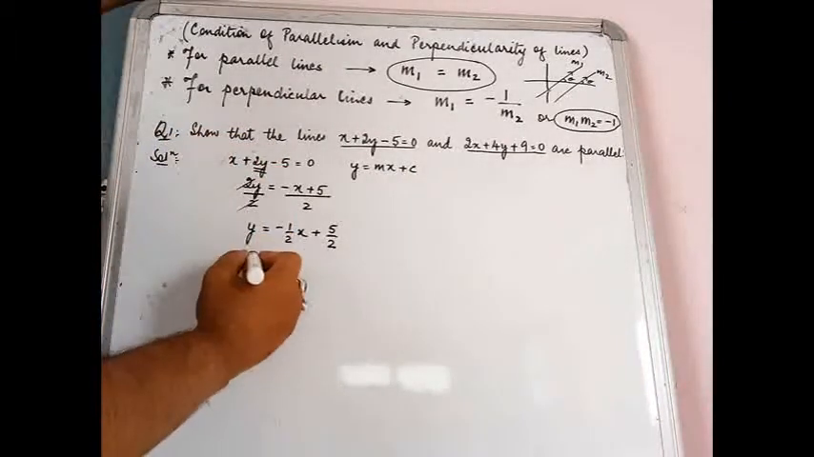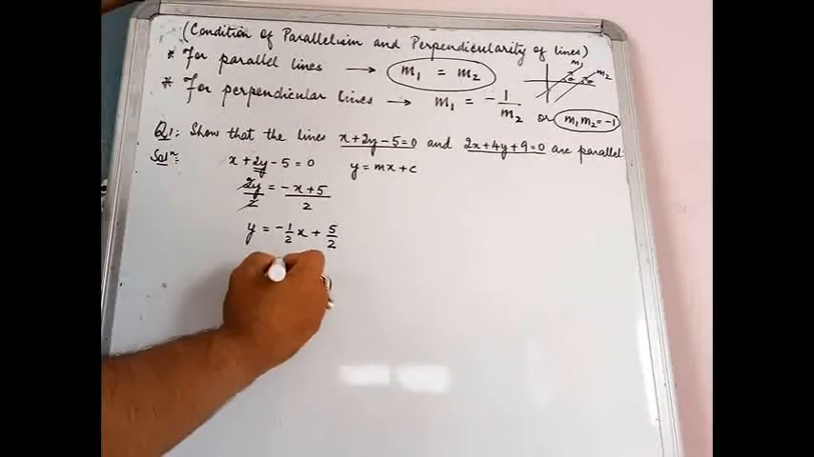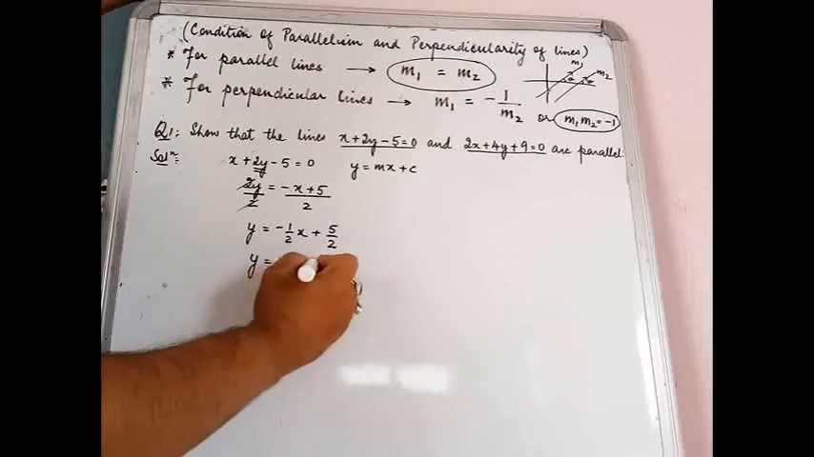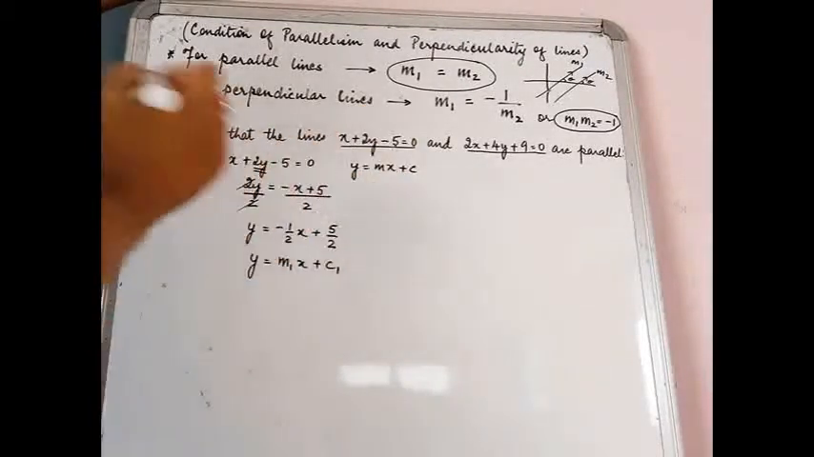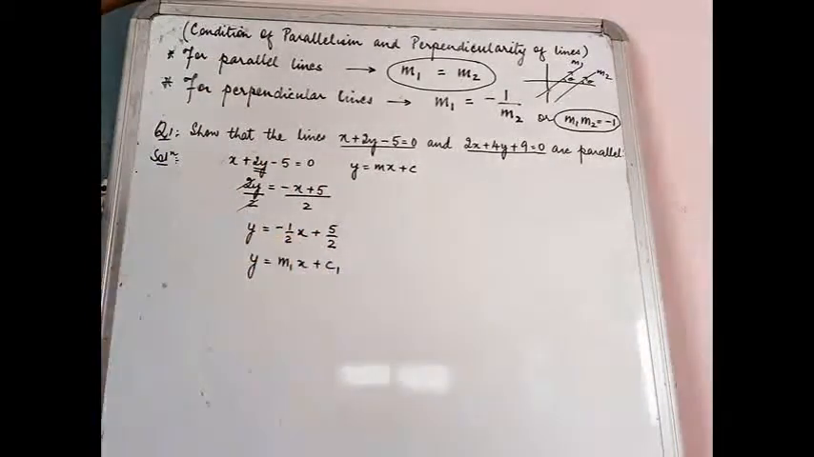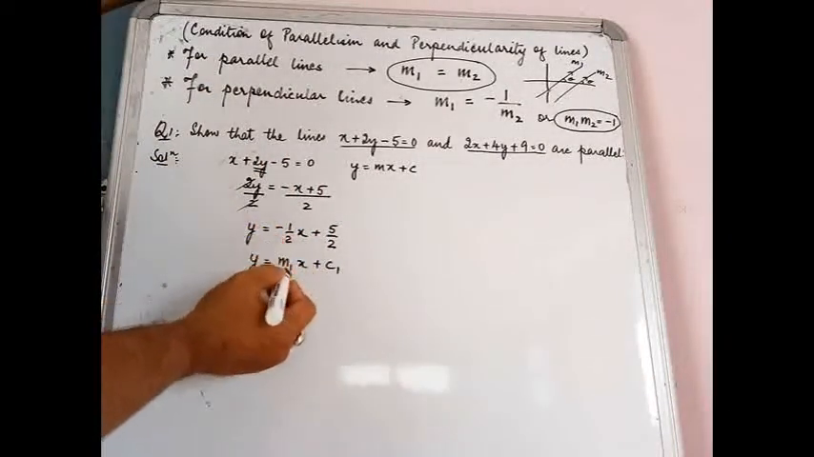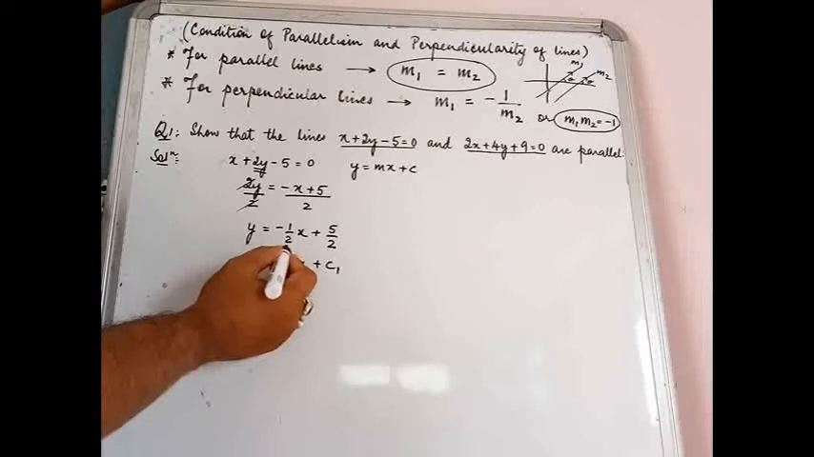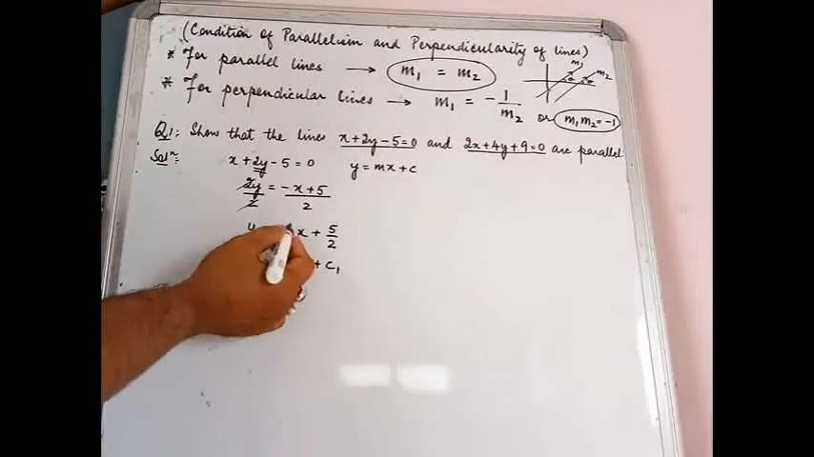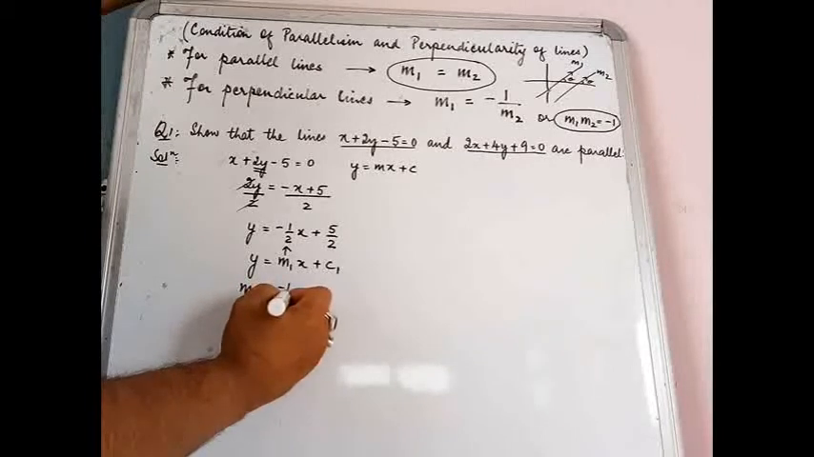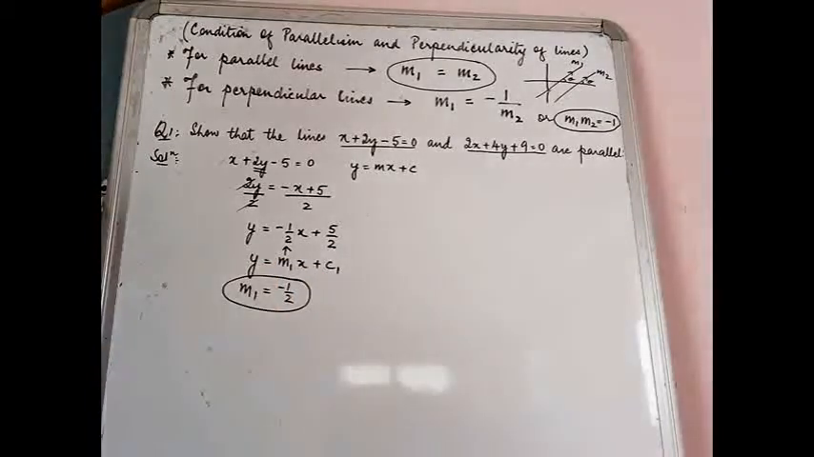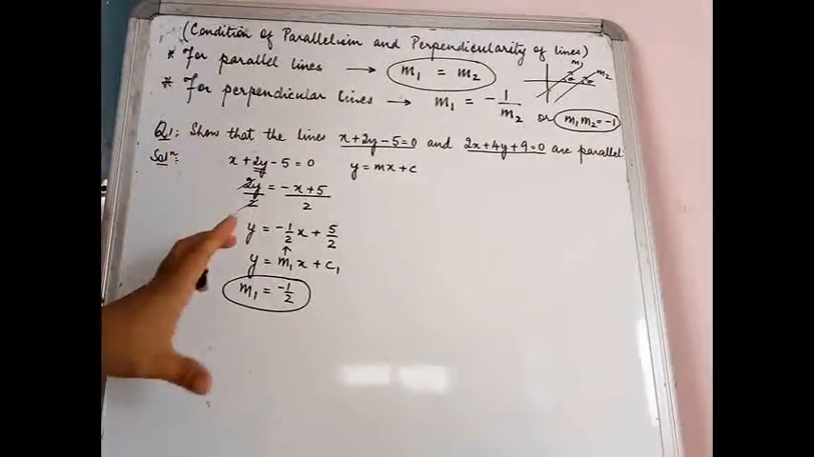Okay, so immediately you can write down below that y is equal to m1x plus c1. Because this is the first equation that I have taken, so I have taken m1 and c1. Now when you compare, you will see that your m1 is minus 1 by 2. So I will write m1 is minus 1 by 2. So the slope of the first line we have found out.